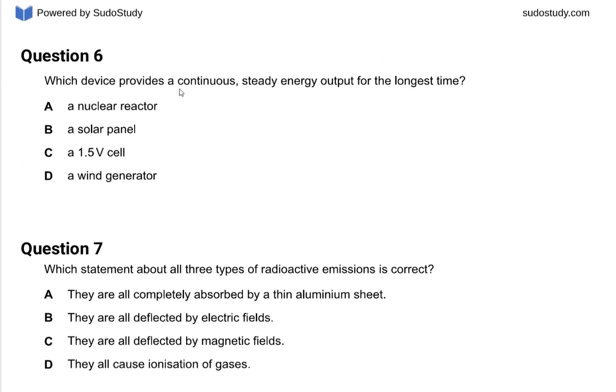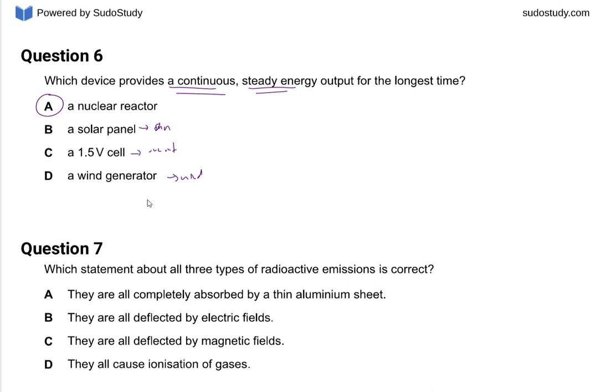Which device gives a continuously steady output of power? This one depends on the sun, and not every day is sunny. This one needs wind, and not every day is windy. The cell runs out, so therefore the only one is a nuclear reactor.